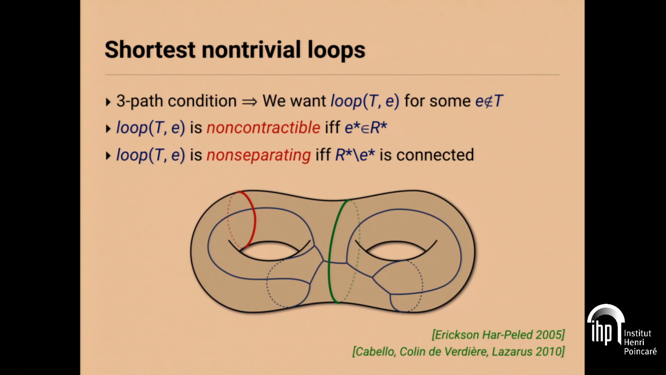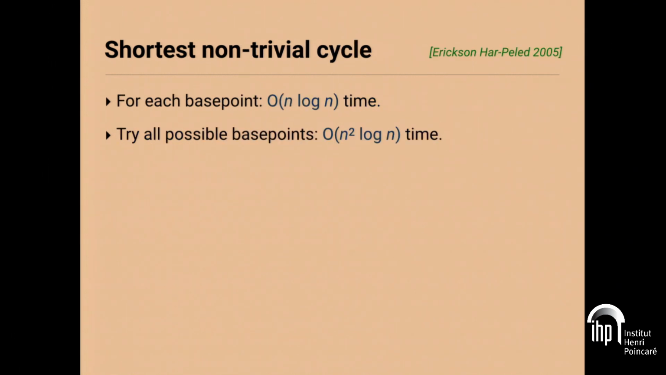Okay, so if you just implement this algorithm carefully for a given base point, constructing the greedy structures takes n log n time, and then you just spend constant time on every edge, seeing which one gives you the shortest loop. That takes n log n time altogether, and if you want to find the shortest loop where you don't specify a base point, or you want to find the shortest cycle, you just try all possible base points.